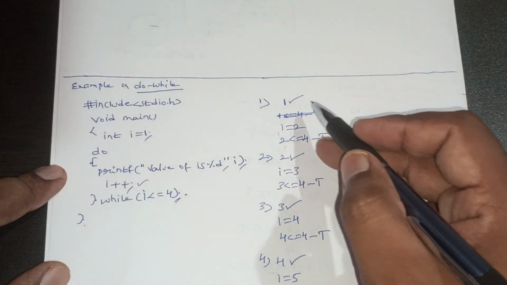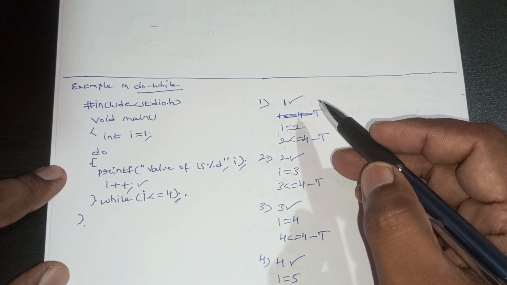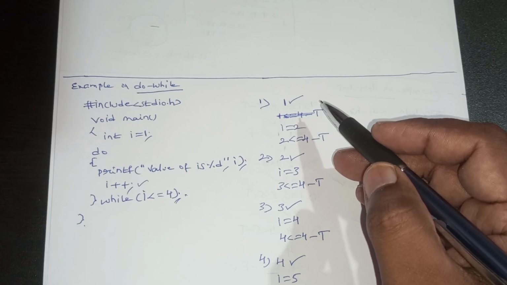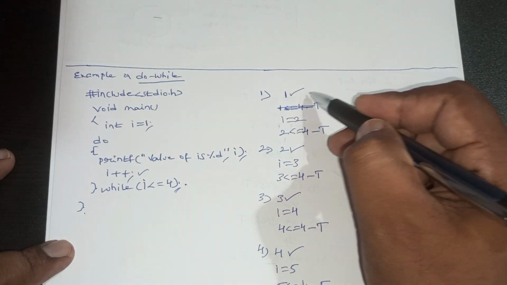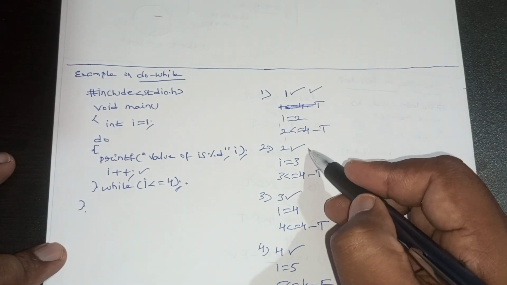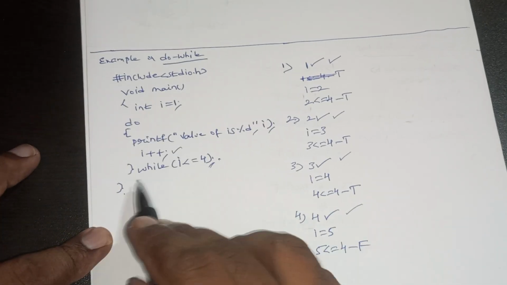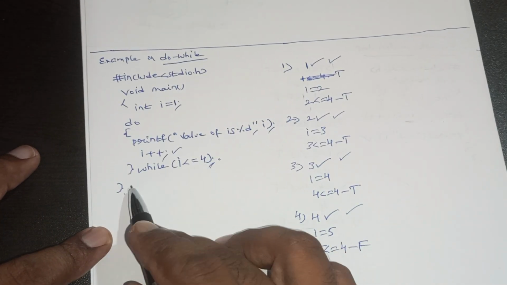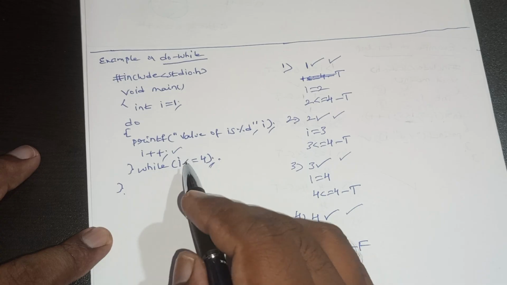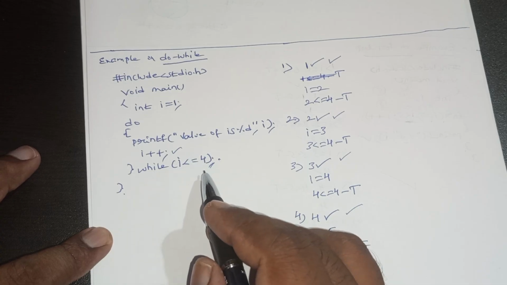What is a do while? Without checking the condition the first time, I am doing something. So 1 I have printed, 2 I have printed, 3 and then 4. Because the condition is false, I came to the end of the while loop. That is what for loop, while loop, do while loop are.